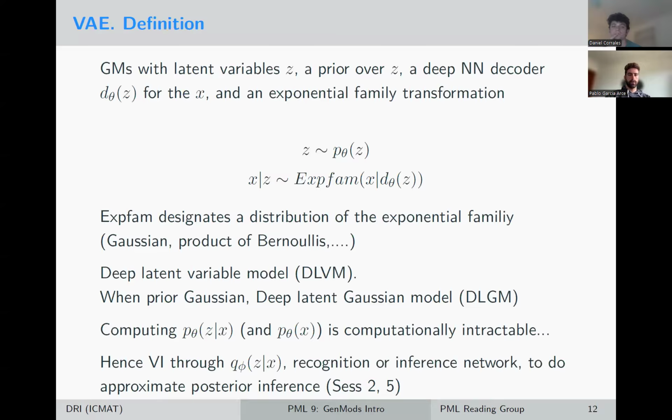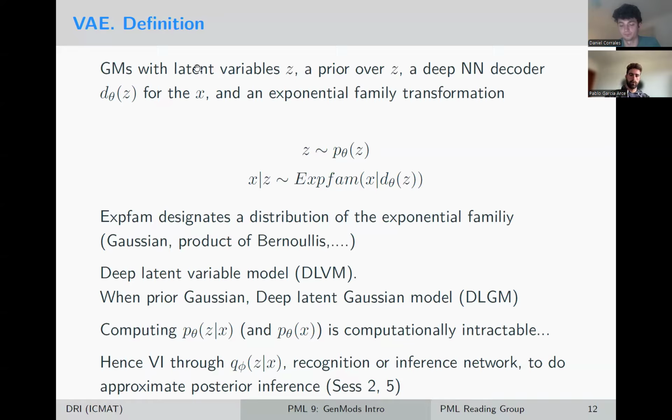So variational autoencoders are generative models with latent variables Z. We put a prior over those latent variables, and we'll see typical choices afterwards. And then there is a decoder: we generate X's from the Z's through a neural network decoder. So we move from Z to X.